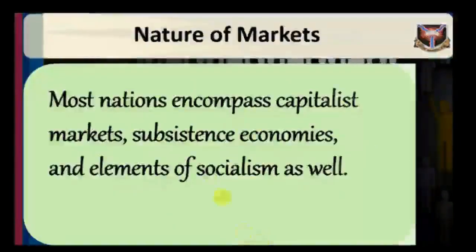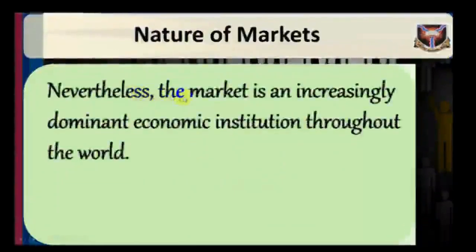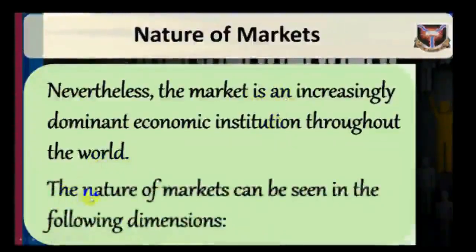Nature of markets. Most nations encompass capitalist markets, subsistence economies, and elements of socialism as well. Nevertheless, the market is an increasingly dominant economic institution throughout the world. The nature of markets can be seen in the following dimensions.